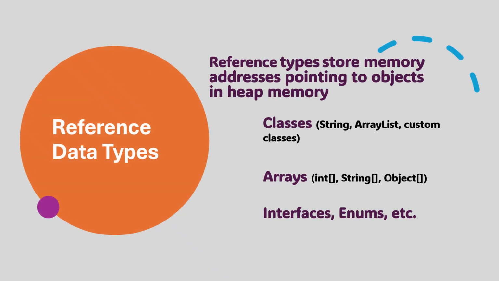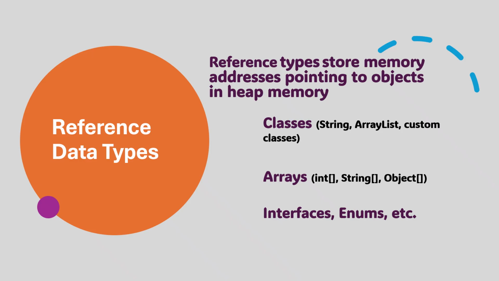Now we take a look at the reference data types. A reference data type stores your data using memory addresses. So it stores the memory address of that particular value you've assigned. It stores the address pointing to the object in the heap memory. In other words, it stores the address of whatever value you have inside the heap memory, and then it points to the objects.